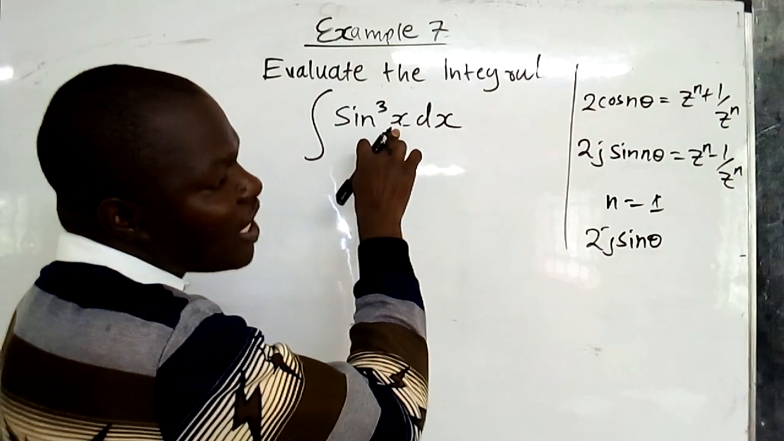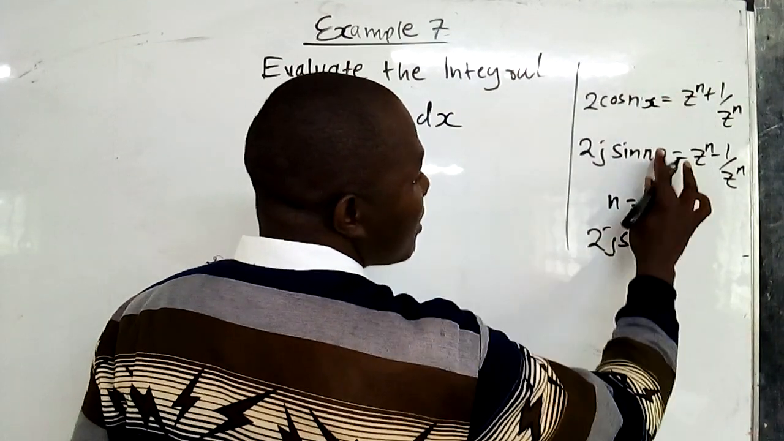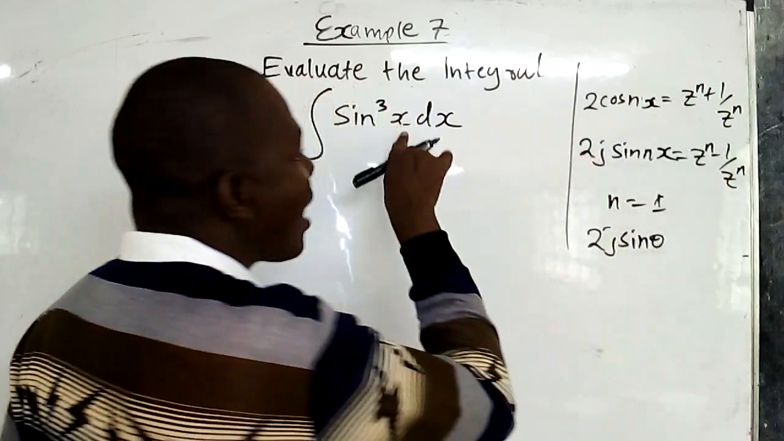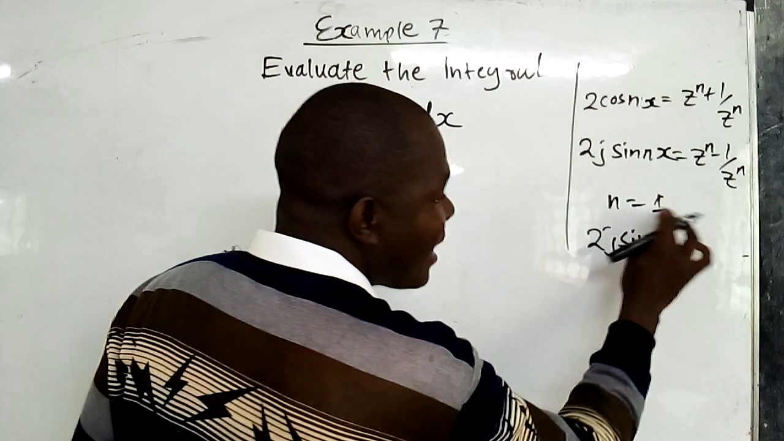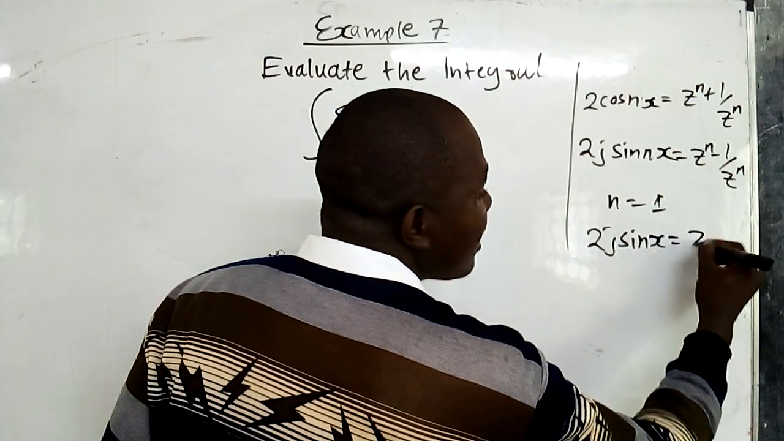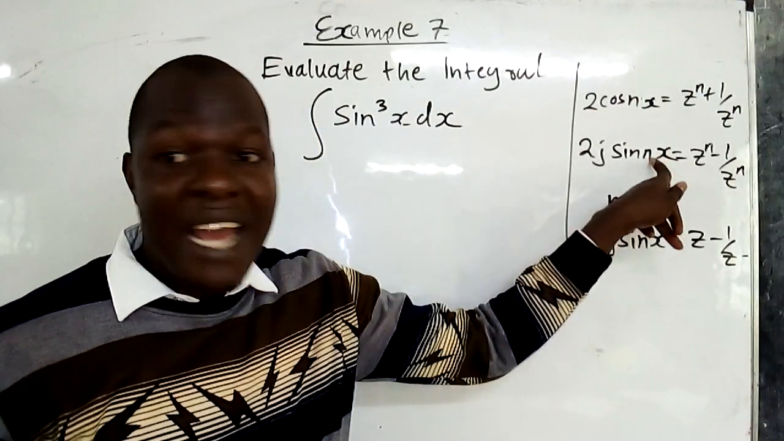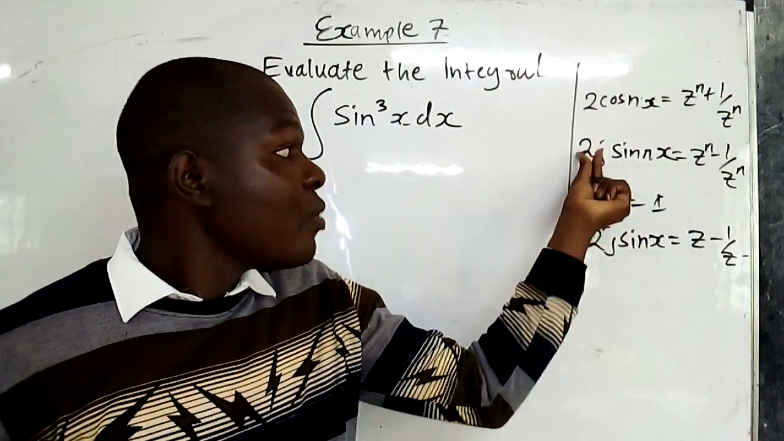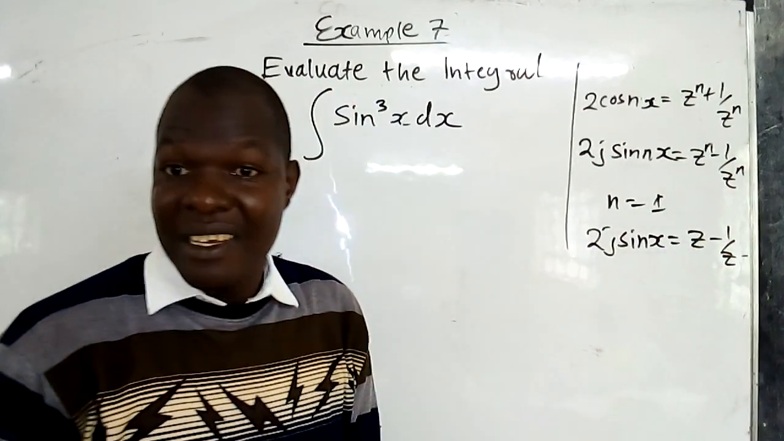In this case, we are using x, so instead of theta, we can just deal with x, isn't it? Instead of theta, our angle is x. Are we together? So when n is 1, we have 2j sine x equals z minus 1 over z, because where there is n, you put 1. So we remain with 2j sine x equals z minus 1 over z.